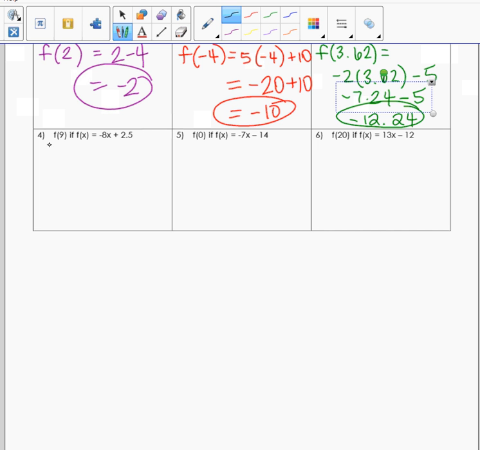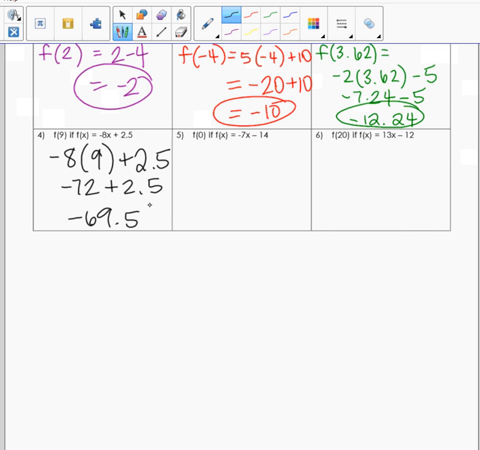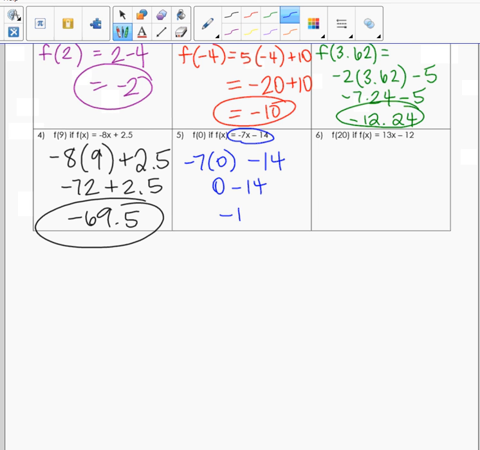For number 4, f of 9, that means x is going to be 9. So negative 8 times 9 plus 2.5. Negative 8 times 9 is negative 72 plus 2.5. If you have negative 72 and you add 2.5 to it, you end up at negative 69.5. For number 5, f of 0, so x is going to be 0, so we're substituting in there: negative 7 times 0 minus 14. Well, negative 7 times 0 is 0. 0 minus 14 is negative 14. So whatever's in these parentheses right here is telling you what your x value is going to be.